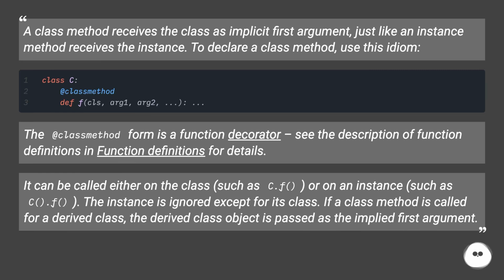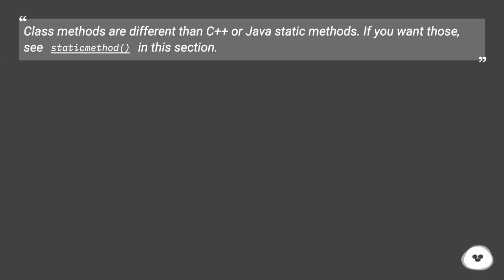It can be called either on the class, such as C.f(), or on an instance, such as C().f(). The instance is ignored except for its class. If a class method is called for a derived class, the derived class object is passed as the implied first argument. Class methods are different than C++ or Java static methods. If you want those, see staticmethod in this section.